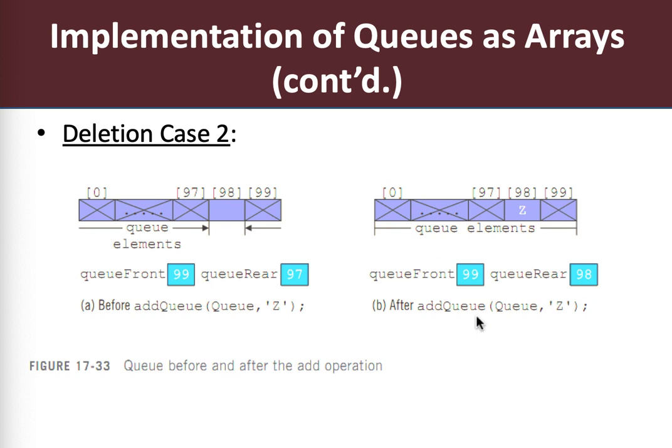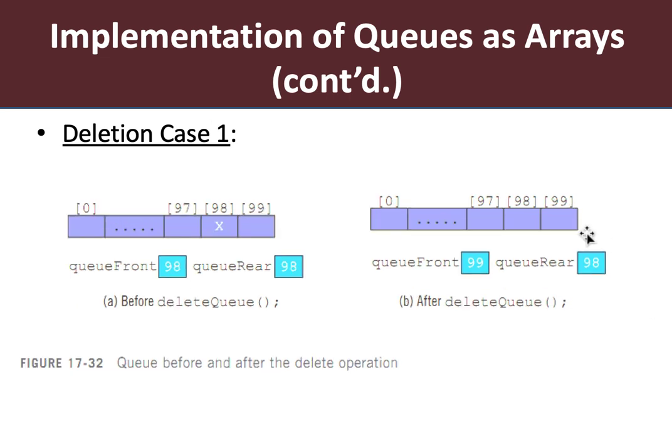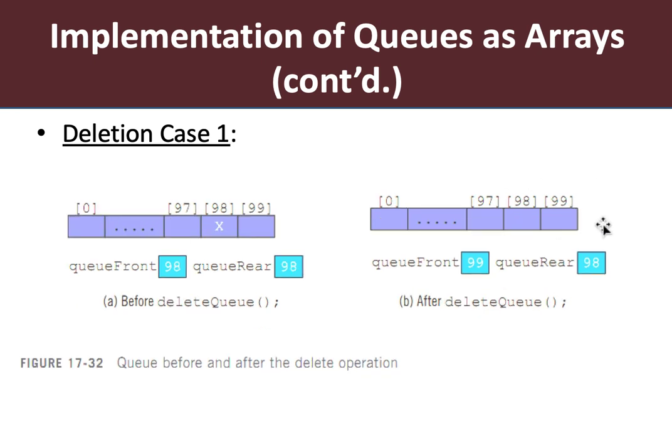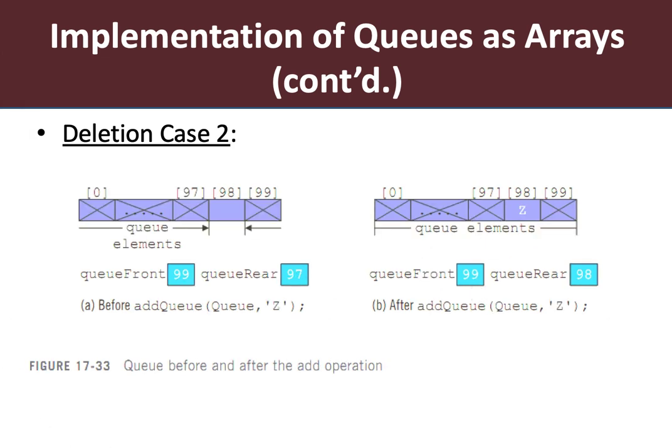The array in this figure is actually identical to the array in the previous figure. Let me go back one slide. Just notice that in case 1, we had 99 and 98, and right over here, in case 2, we still have 99 and 98, which are identical. However, the resulting array in the previous slide actually represents an empty queue, whereas the resulting array over here represents a queue which is full.